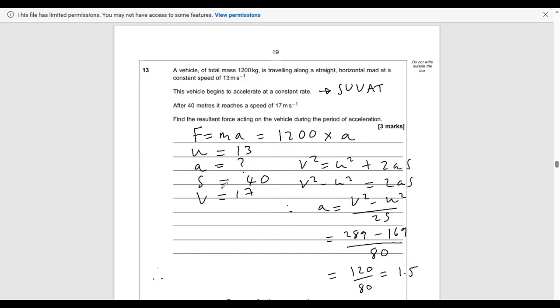That means our resultant force, using F equals ma, is going to be 1,200 times 1.5, and that's going to give us 1,800 newtons as our final force. So that answers that question. This question was just a mixture of using F equals ma and also SUVAT to get the acceleration for our F equals ma formula.